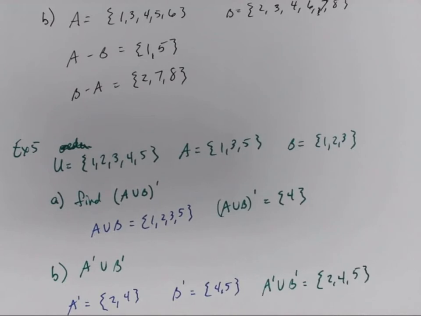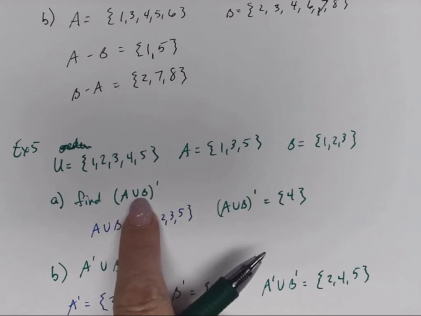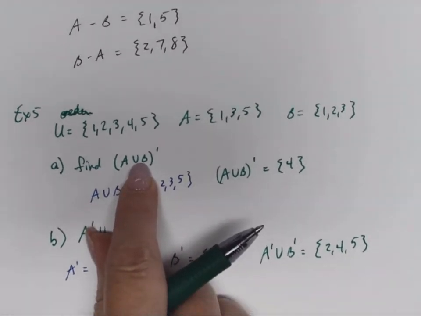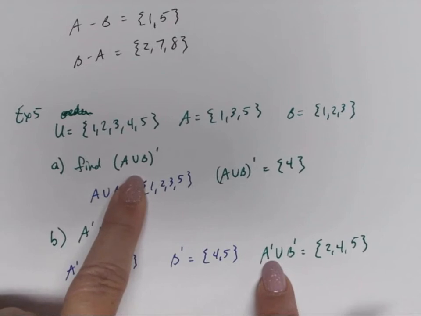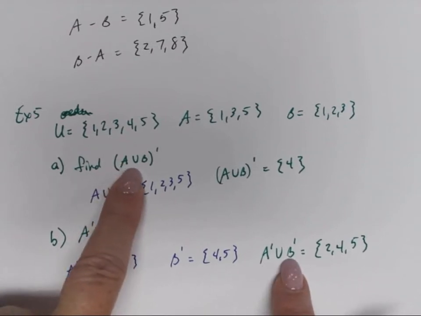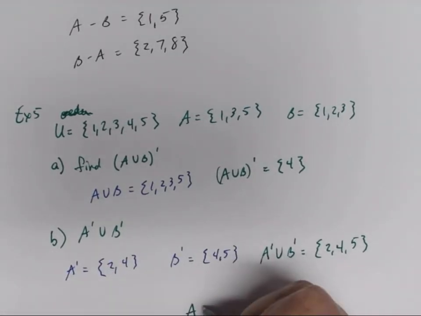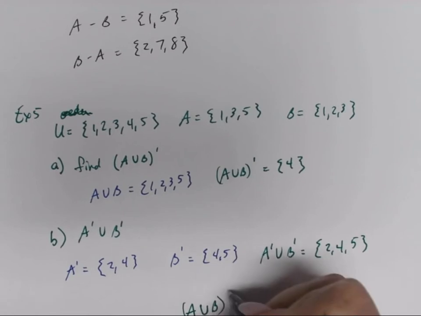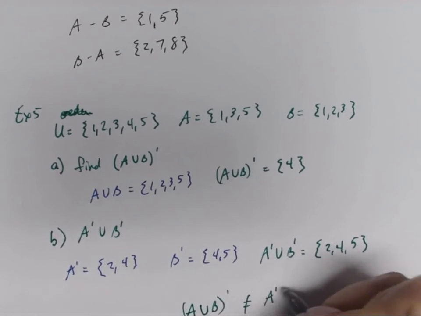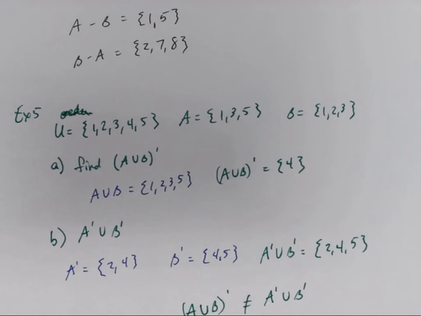Now what I want you to note here is up here we did A union B complement, and down here we did A complement union B complement. So it looks similar, but notice our answers are not the same. So this definitely tells us that A union with B complement does not equal A complement union B complement. They do not equal each other. And it's good to have that understanding.